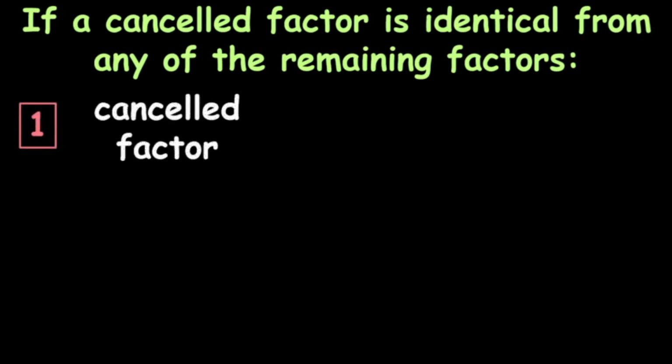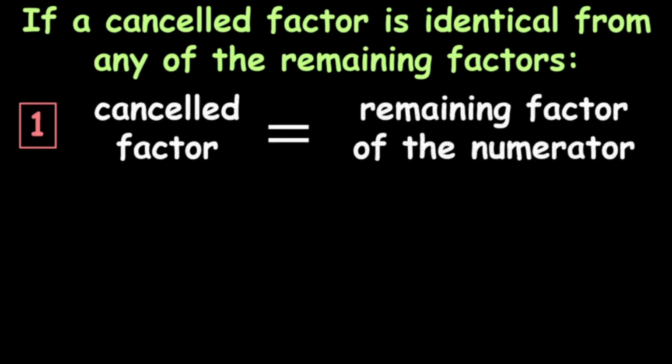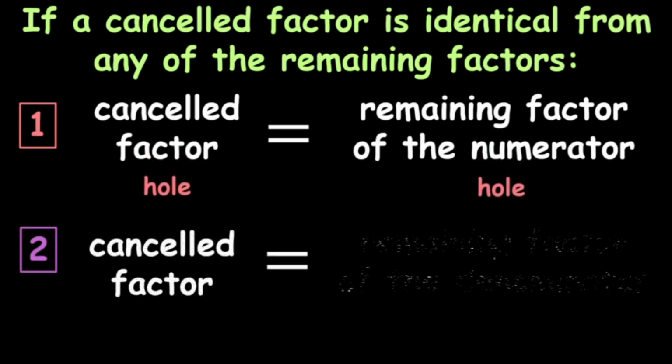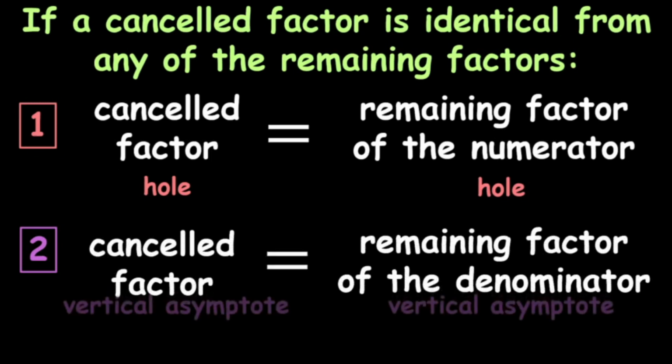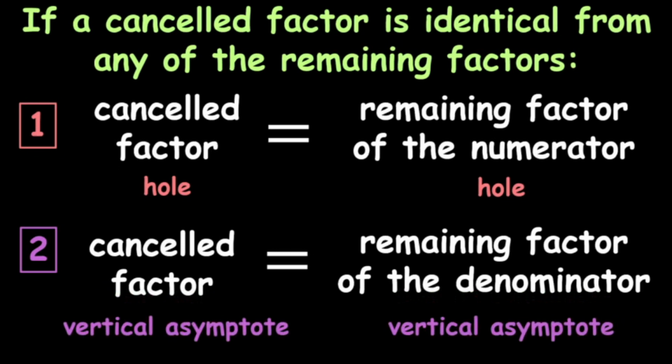However, if a cancelled factor is identical to any of the remaining factors, we have two cases. First, if the cancelled factor is identical to the remaining factor of the numerator, then the said factor will give the whole. Second, if the cancelled factor is identical to the remaining factor of the denominator, then the said factor will give the vertical asymptote.